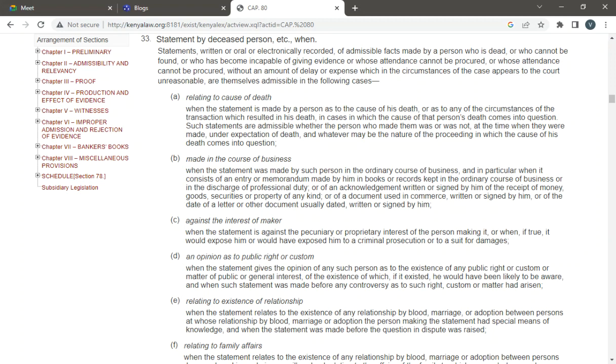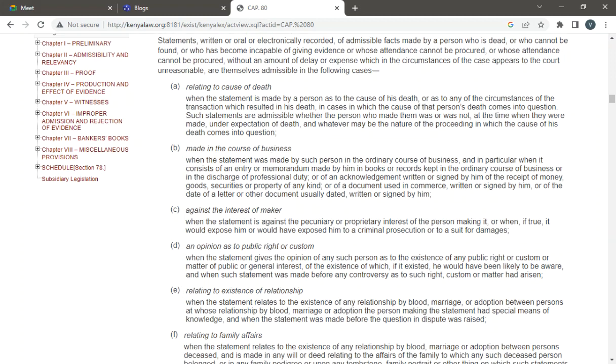So if the person is dead or cannot be found, or cannot be procured at the time without causing unnecessary delay of time, it will be admissible. And number one is relating to cause of death. If that statement was in relation to the cause of death of that person, then it will be admissible.